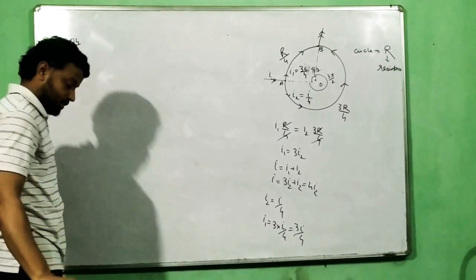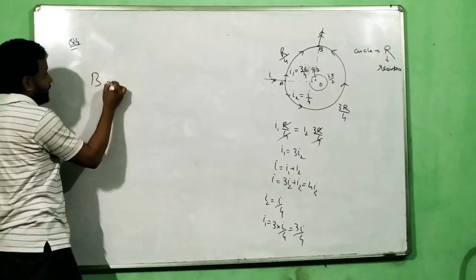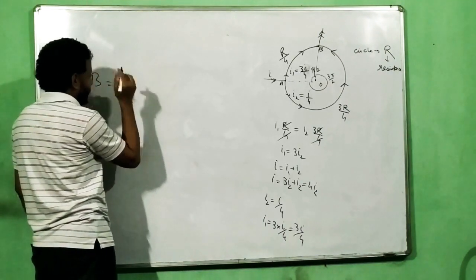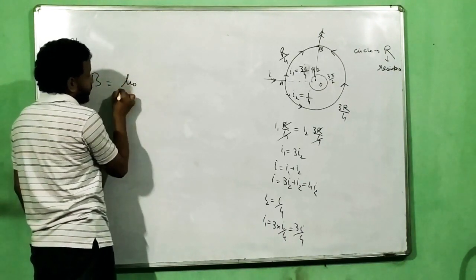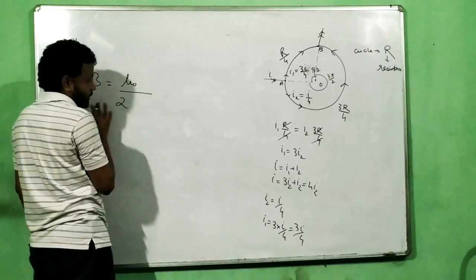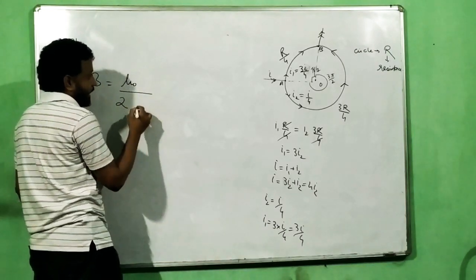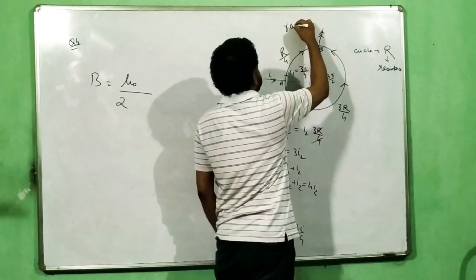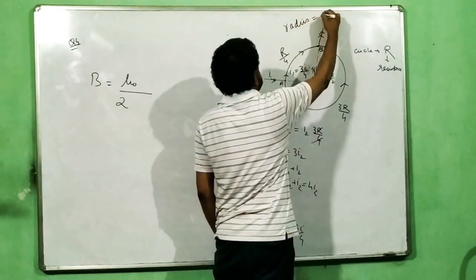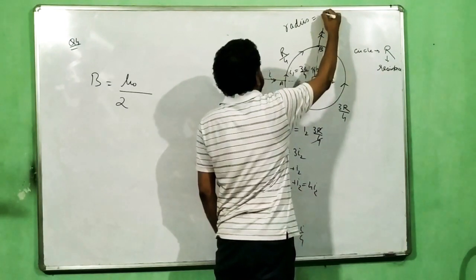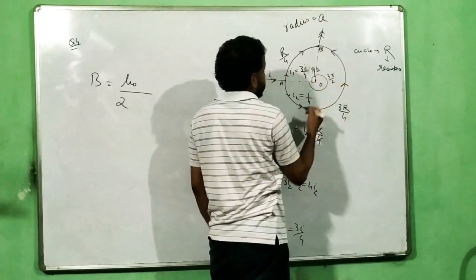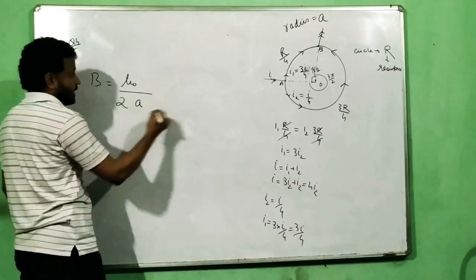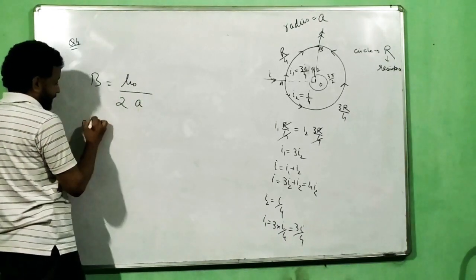Here is the answer. In order to find the total field, I will first find the field because of the 1/4 part. Watch very carefully. Mu naught by 2 is a common factor. I have to name some radius here. Let us take the radius of this loop as A. So this has a radius of A.